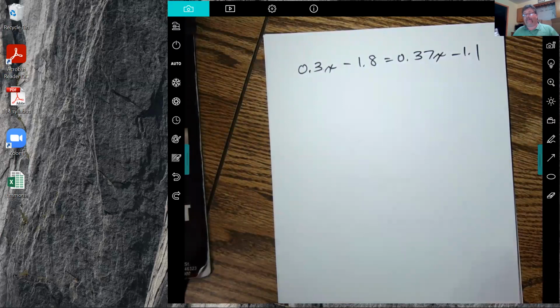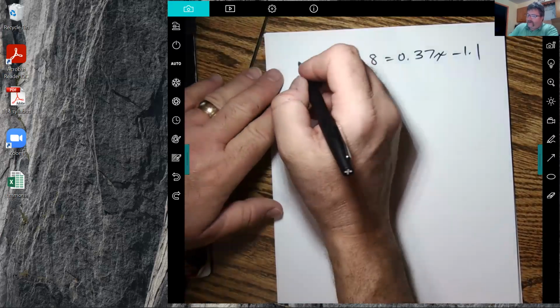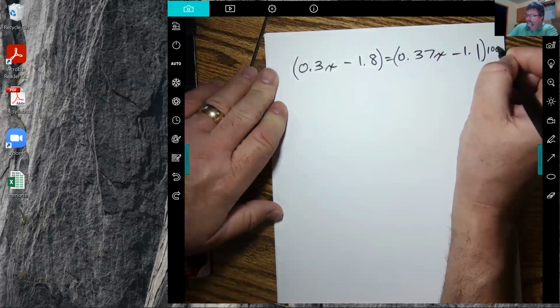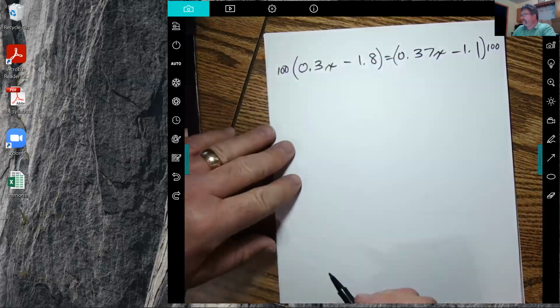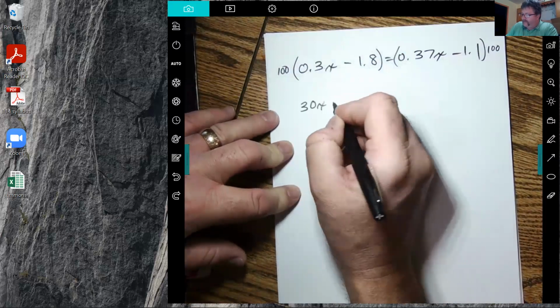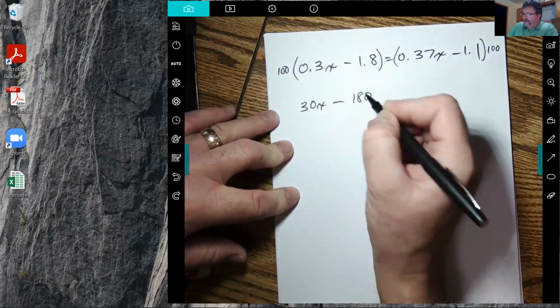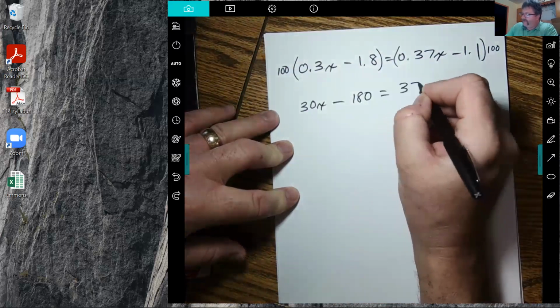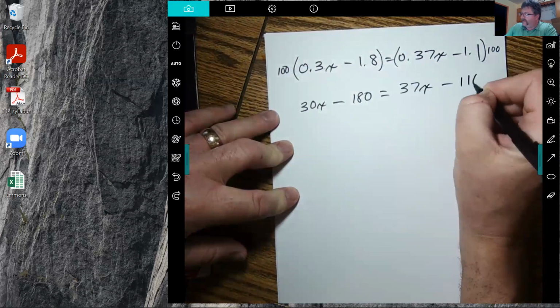I've got to identify the largest number of shifts required: 2 shifts. That means 2 powers of 10, that means 100. So I can multiply the equation by 100, both sides. What did that do for me? It turned my 0.3x into a 30x minus 180. 1.8 turned into 180 equals 37x minus 110.